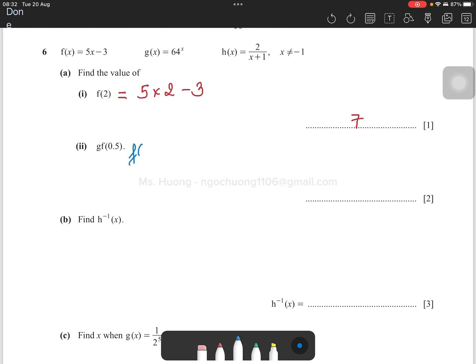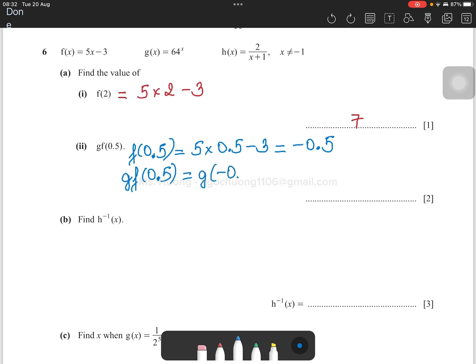First, f of 0.5 means we substitute 0.5 into f. 5 times 0.5 is 2.5. 2.5 minus 3 is negative 0.5. And then g of f of 0.5 means we find g of negative 0.5. So I'll substitute this into g of x, which is 64 to the power of negative 0.5.